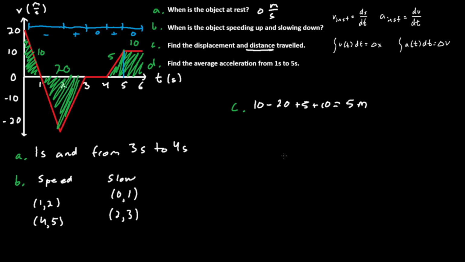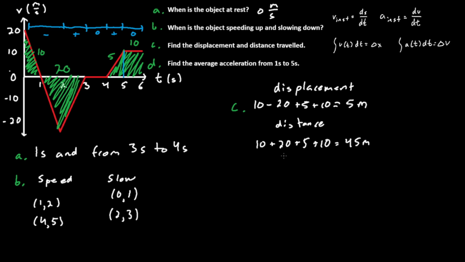Okay, how about the distance? Well, the distance treats all the areas as positive. So this is displacement here, and now we're finding distance. So distance treats the areas as all positive. We add everything up together. We have 10 plus 20 plus 5 plus 10, and this equals 45 meters.